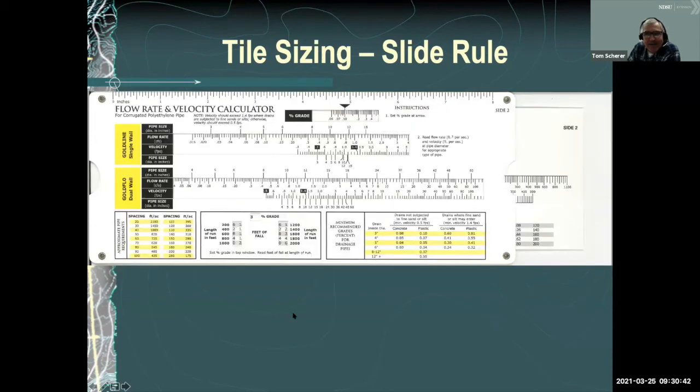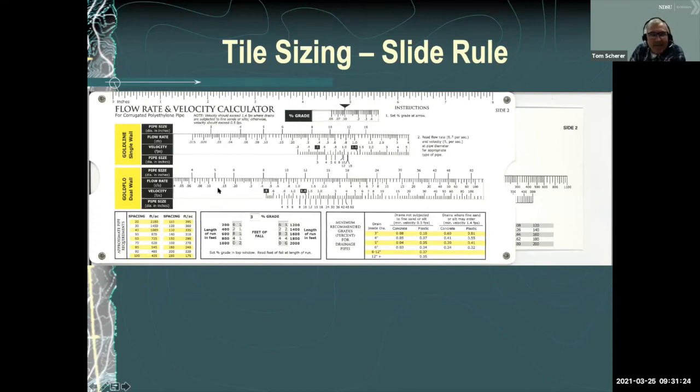And this is the backside of the slide where you can put in percent grade and then just look across here and pick off real quickly what the flow rates are. So at 0.1% grade, when the tile's flowing full, it would be about 0.052 cubic feet per second. There's 450 gallons a minute in a cubic foot per second. I don't know why they didn't put gallons on here, but you can see that the carrying capacity, of course, increases with the size of the tile. And again, this is calculated for full tile flow.